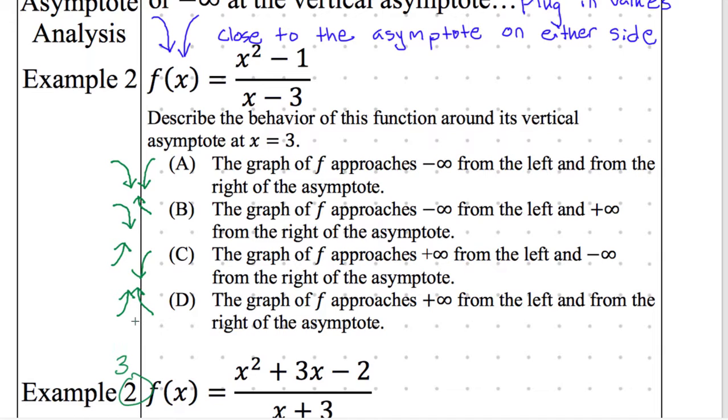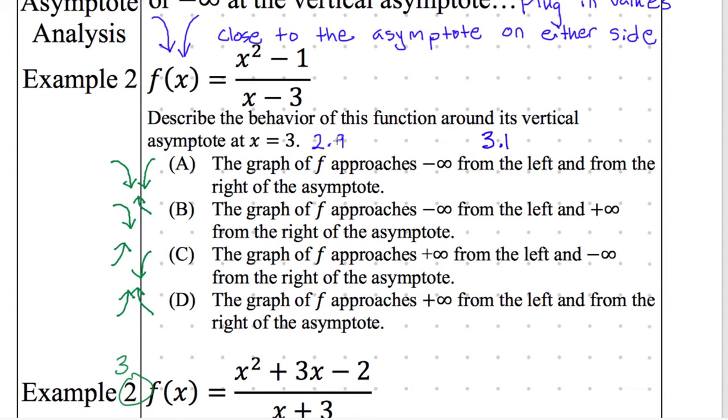All right, what we have to do is plug in a value close to 3. What are our 2 values going to be? Let's choose even closer, just in case we have multiple things. I'm going to choose 2.9 and 3.1. Those are my 2 values, and I need to check if it's positive or negative. If it's positive, that means it goes to positive infinity. If it's negative, it goes to negative infinity. So I'm going to plug in those values and see what happens.